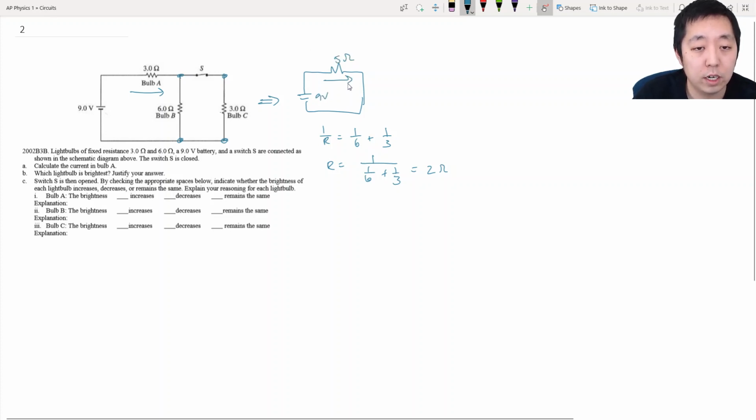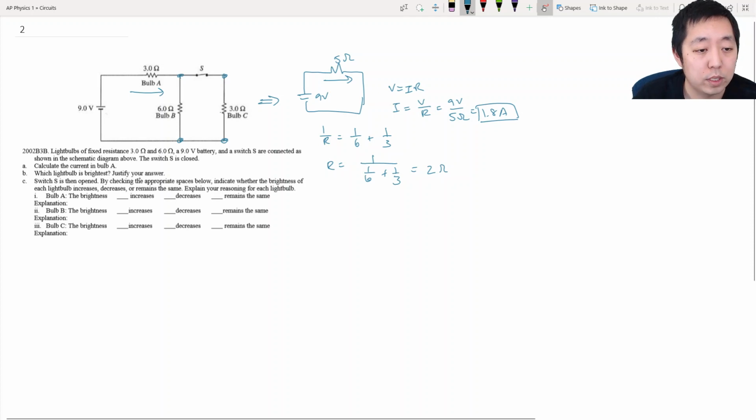Okay, and then the current through this, I can use Ohm's law because it's 9 volts across this resistor. So I would say V is equal to IR. So I is equal to V over R, and that's 9 volts over 5 ohms. 9 divided by 5 is 1.8 amps. Okay, that's the first one.